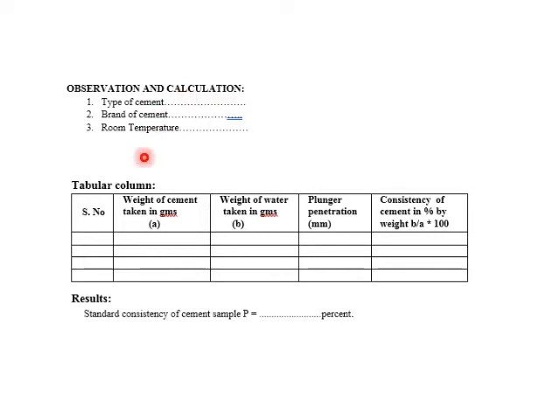So this is an observation. So type of cement, in the sense whether it is OPC 43 grade, 53 grade or 63 grade. So you should mention the type of cement. Brand of cement is also important.